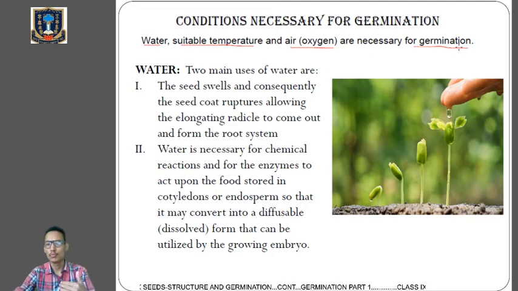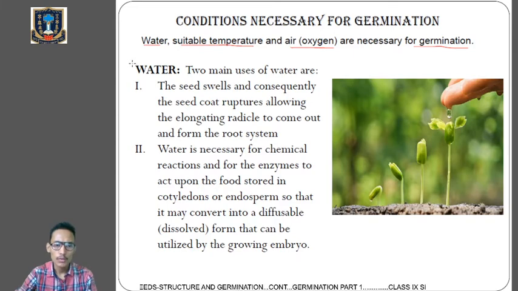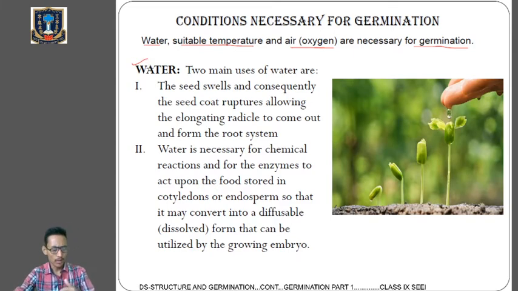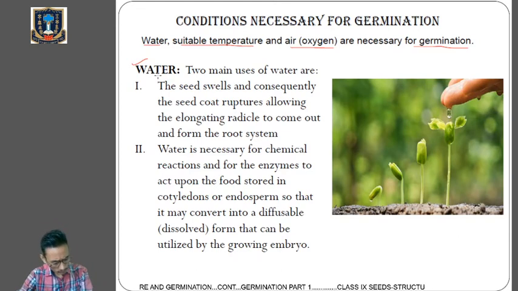So we will go through it one by one. First of all, we'll discuss water. Now, the seeds will absorb the water from the environment, or let's say from the soil. Clear? Because we pour the water in the soil, and from the soil, the seeds will absorb the water. Clear?